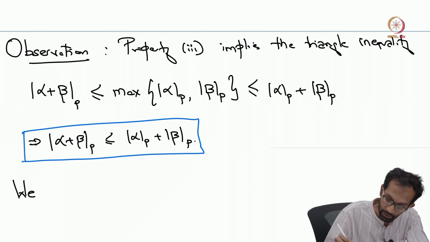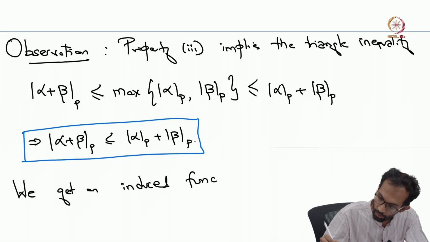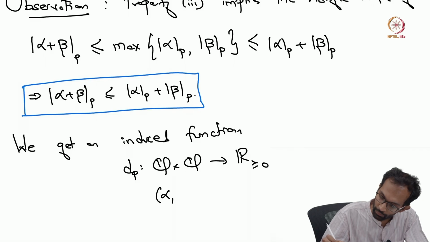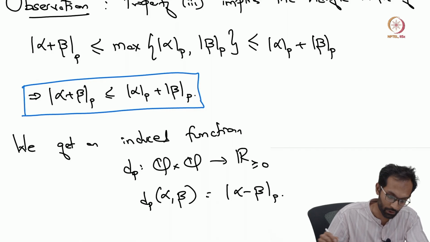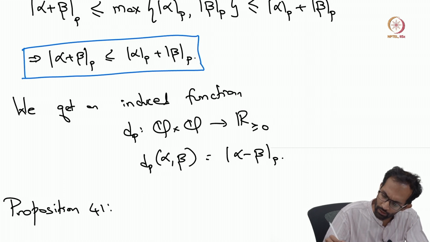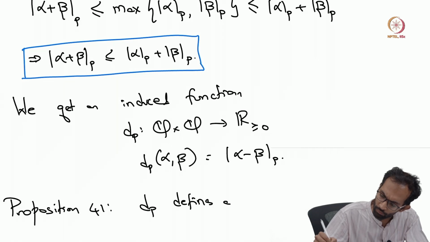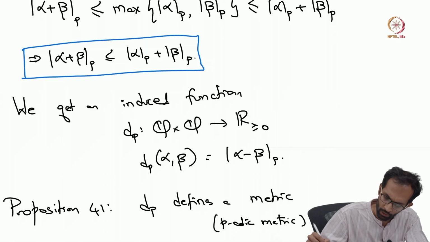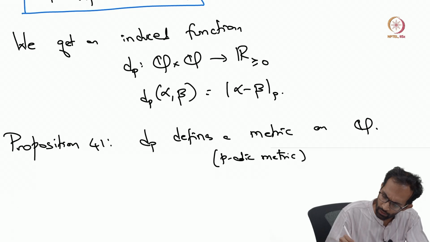And we also get an induced function from this p-adic absolute value. That's the usual metric function, which is d_p from Q cross Q again to the non-negative real numbers, where if you have alpha comma beta, the distance between them in some sense is you take the difference and compute the p-adic absolute value. And once again, it's not hard to see that this function d_p defines a metric. We'll call it the p-adic metric on Q. And the proof is just, you just have to verify the metric properties.